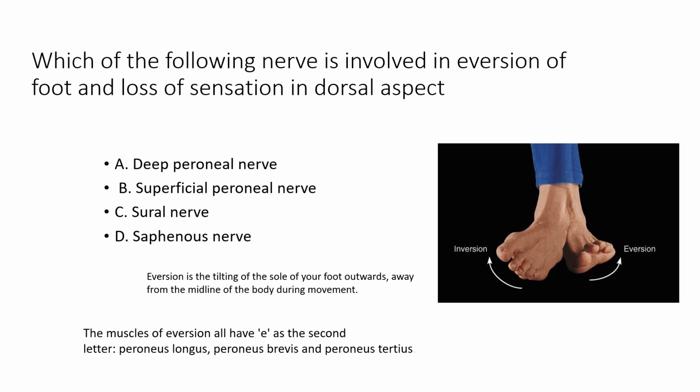Now, guys, I am sure that you have the answer to this question. The answer is superficial peroneal nerve. This nerve innervates the muscles which are responsible for the eversion of the foot, and it also provides sensory innervation to the dorsal aspect of the foot, so its injury causes loss of sensation there.